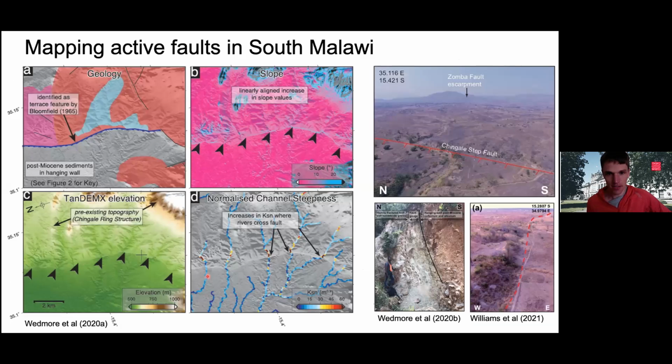So when we first started working in southern Malawi, the first approach was to systematically map the active faults to define the fault network, which we mainly did using high resolution digital elevation models. You can see some examples here revealing textbook interactions between active fault scarps and footwall eroding streams. And then we were also able to ground truth these observations through 2 field seasons in Malawi in 2018 and 2019.